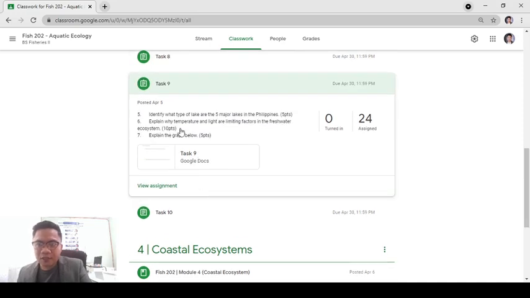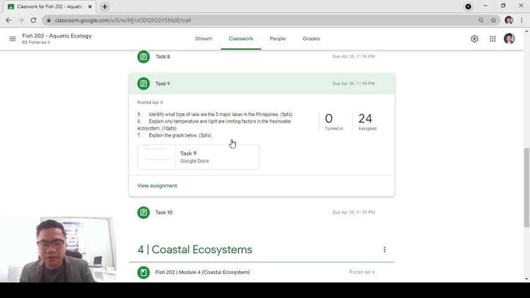Task 9 would be identify what type of lake are the 5 major lakes of the Philippines. Again, those I mentioned: what type is Laguna de Bay, what type is Lake Lanao, what type is Taal Lake, what type is Lake Mainit, and what type is Lake Naujan. Number 6 will be you will be explaining why temperature and light are the limiting factors in the freshwater ecosystem. Why temperature is considered as a limiting factor and why light is also considered as a limiting factor in the freshwater environment.